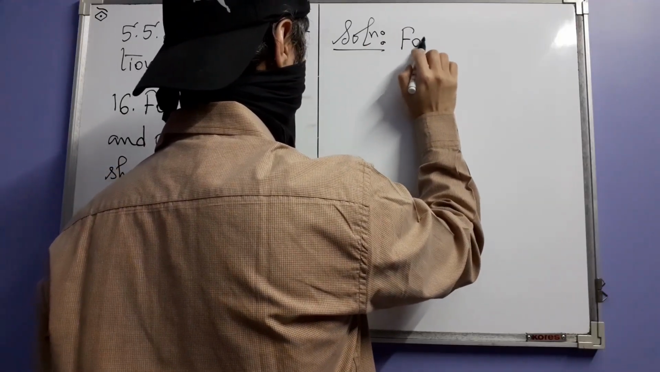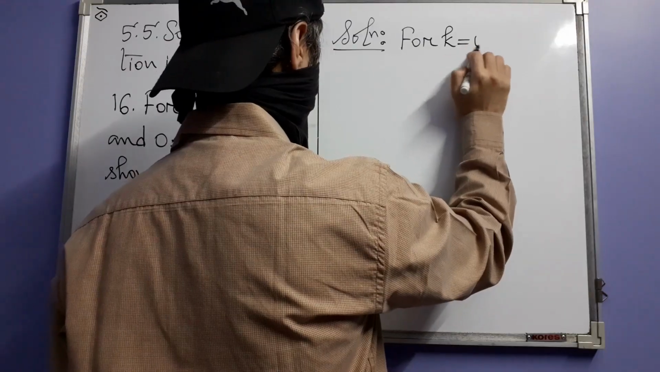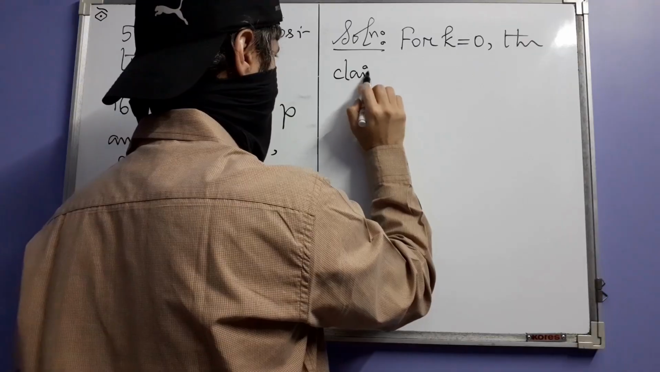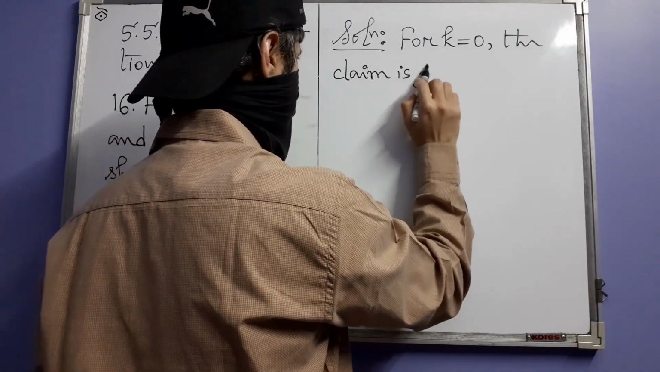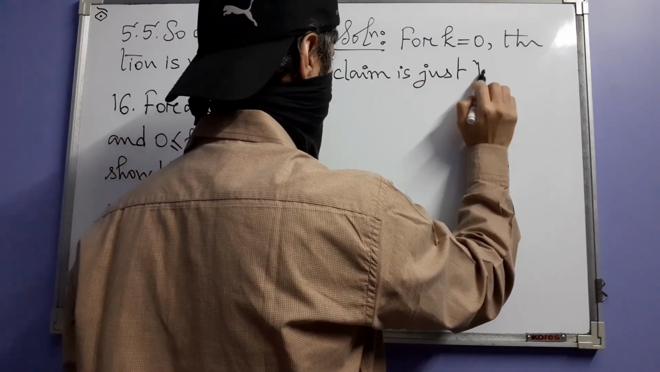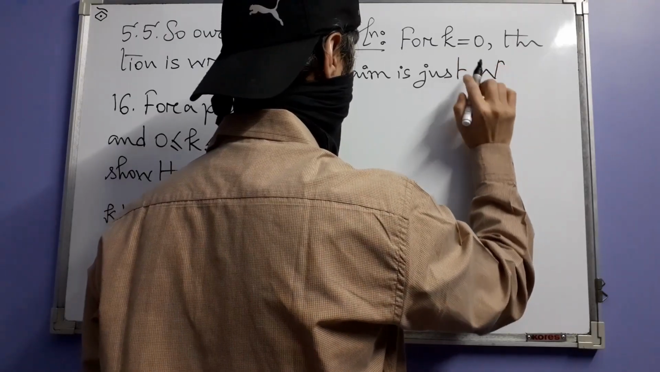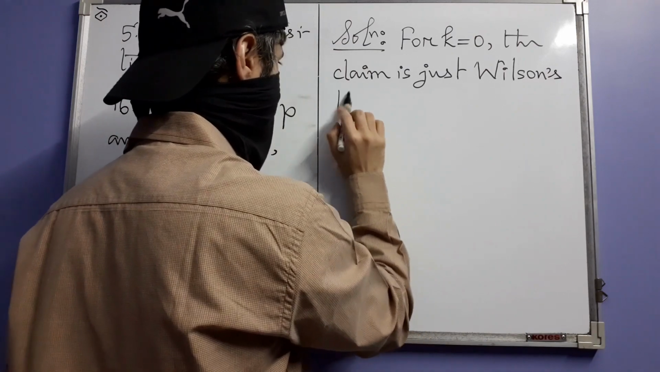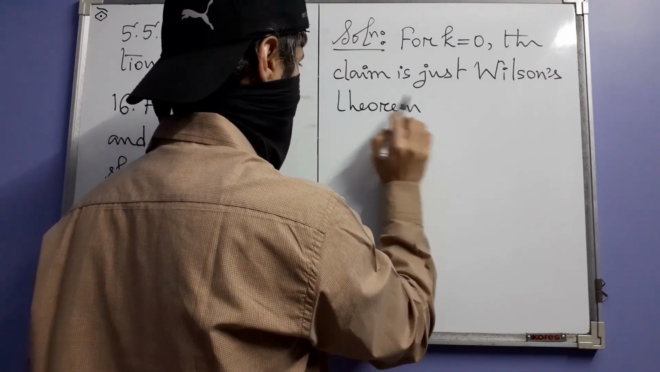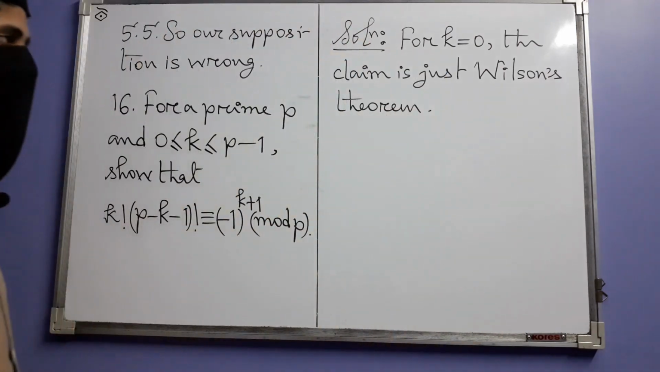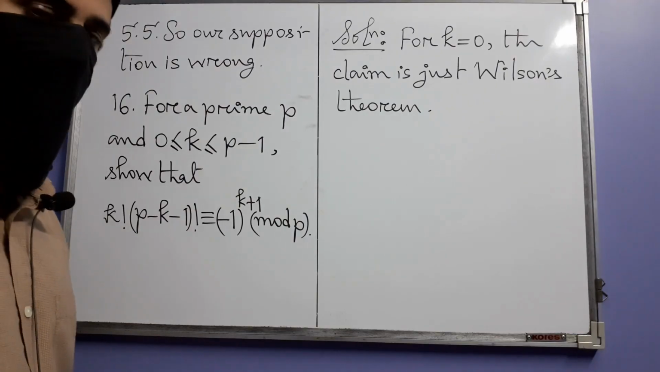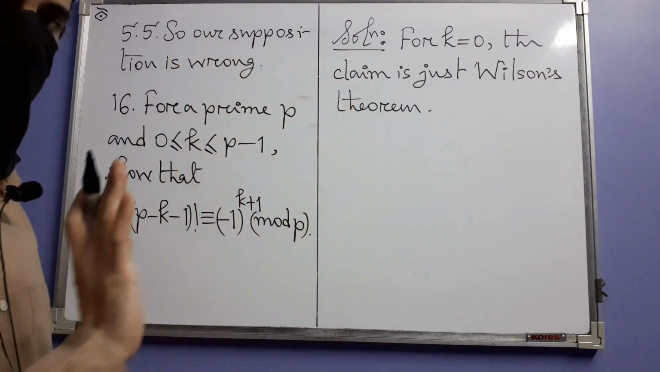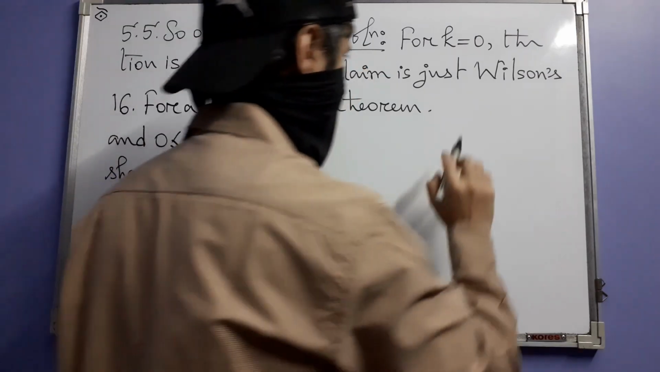For k equal to 0, the claim is just Wilson's theorem. So we can now assume that k is positive because this case has been settled, it is already settled.